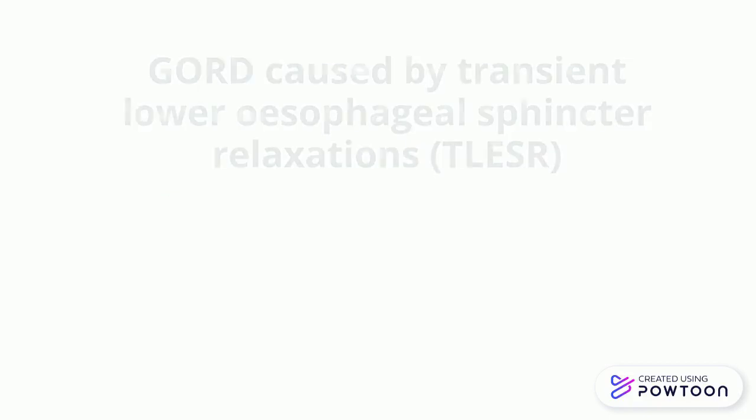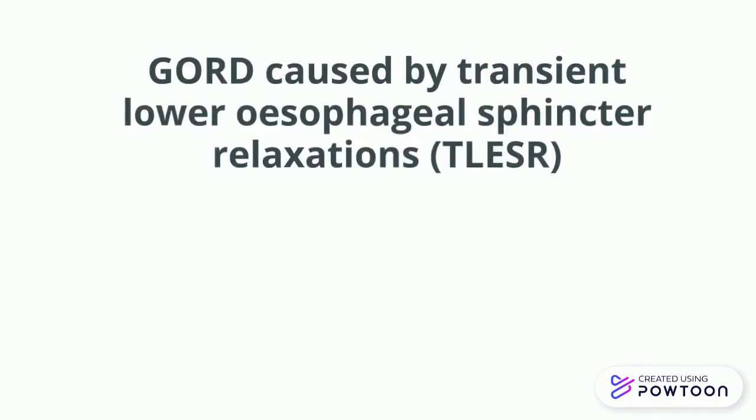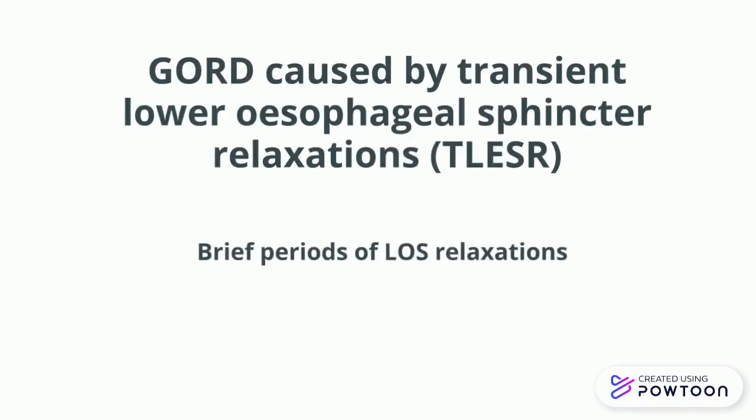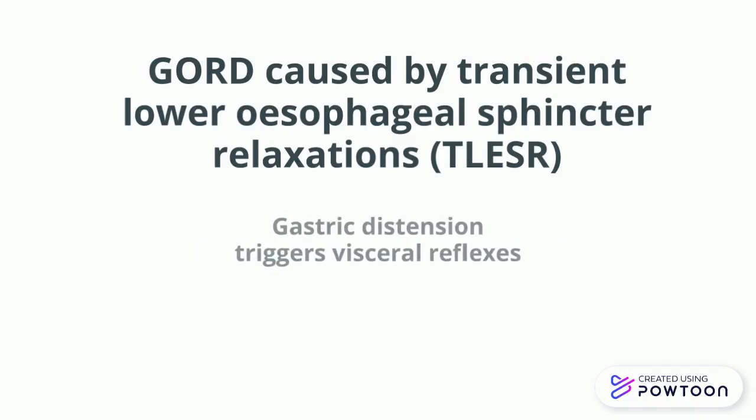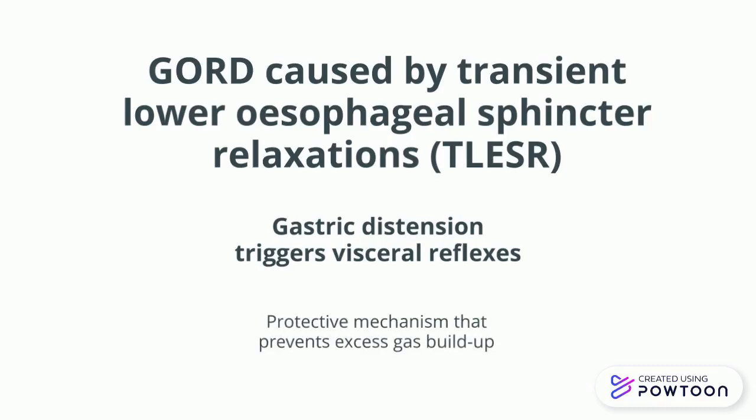esophagus. GORD is most typically caused by transient lower esophageal sphincter relaxations, also known as TLESRs. TLESRs are brief episodes of lower esophageal relaxation unrelated to peristalsis. In other words, the LOS relaxes when it shouldn't. This phenomenon is caused by gastric distension that triggers visceral reflexes. The reflex acts as a protective mechanism that prevents the excess buildup of gas in your stomach and duodenum.